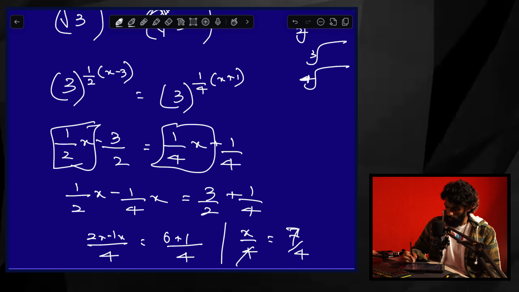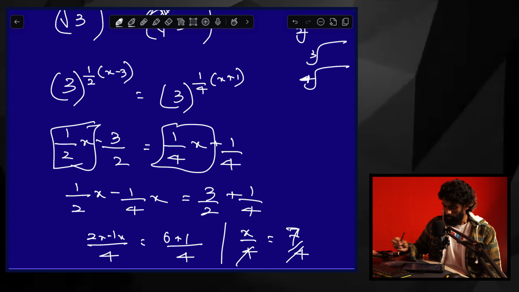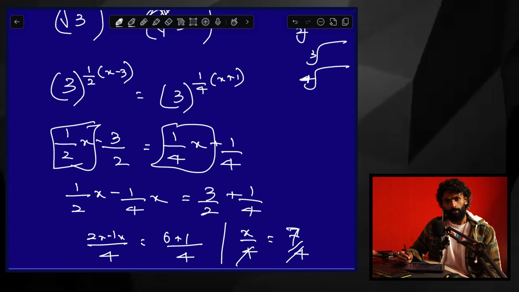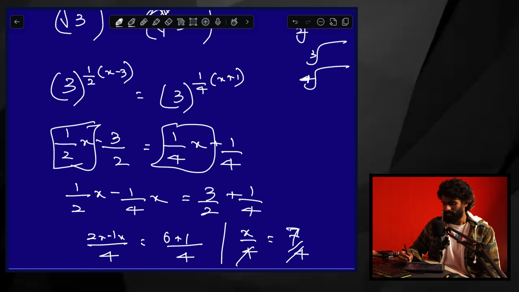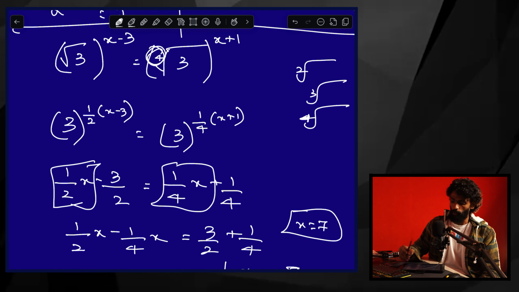What gets cancelled? The 4 and the 4 get cancelled, and stop cross multiplying and doing all that extra work. You can directly cancel, because the same numbers are on either side in the denominator, or on the numerator also, but it has to be the same. So the final answer for this will be x equals 7. I hope you guys understand the logic of roots here.